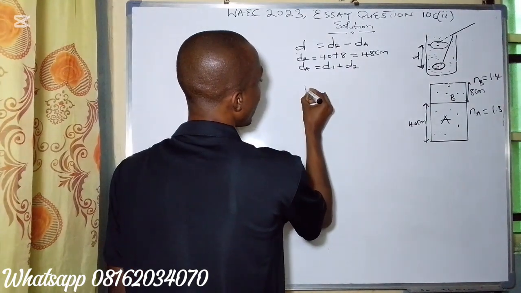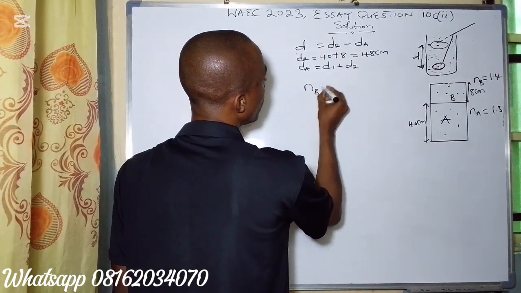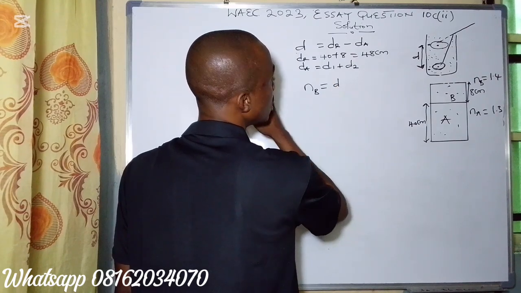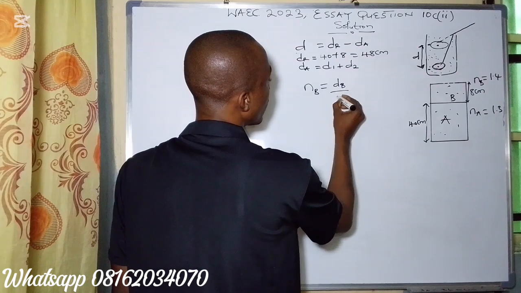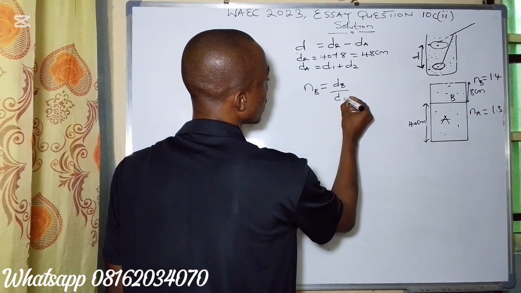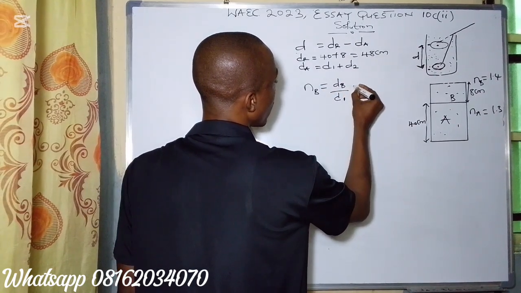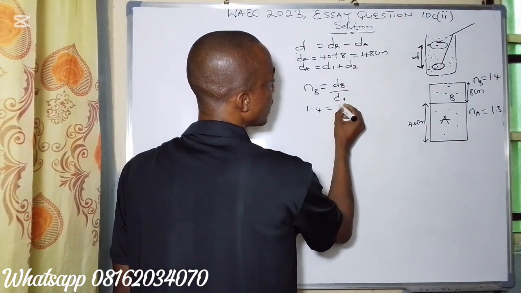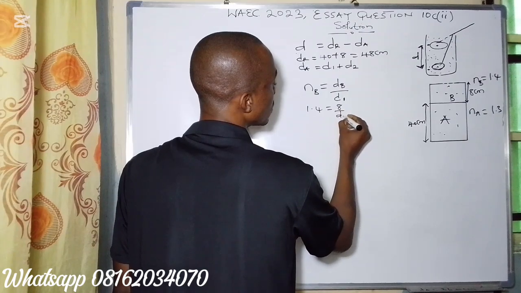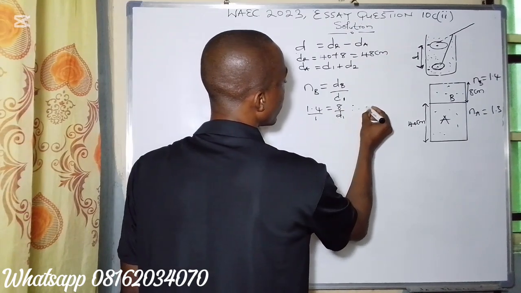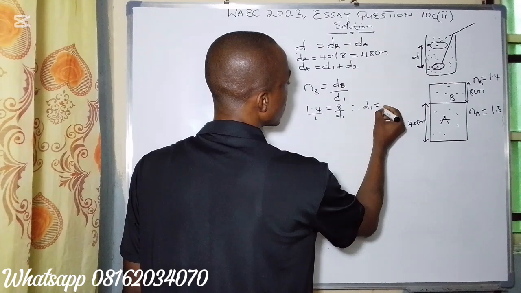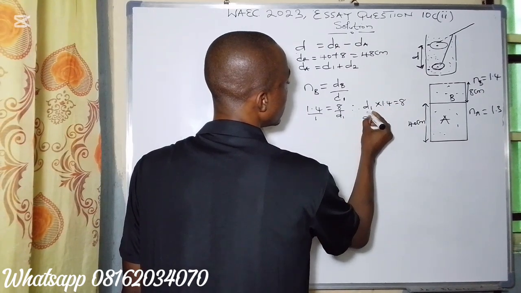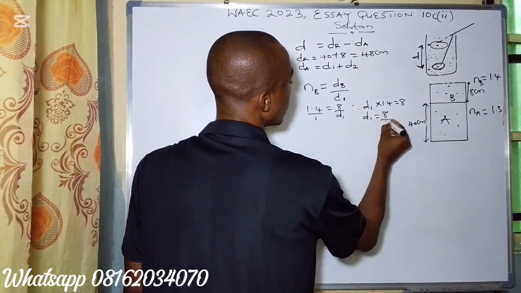So from here, we are going to have n for B equal to the real depth of B, we'll call it d, over the apparent depth of B. Let's call it D1. So now, what are we going to have? 1.4 equals the real depth of B, which is actually 8, over D1. So by the time we cross multiply, we're having D1 times 1.4 equal to 8. So our D1 should be equal to 8 divided by 1.4.